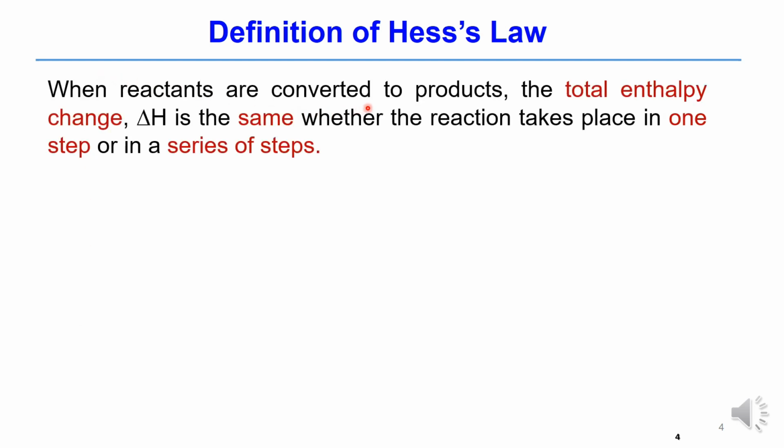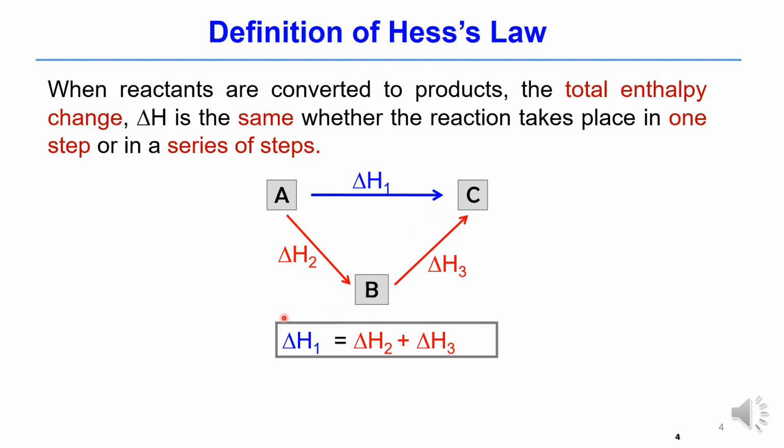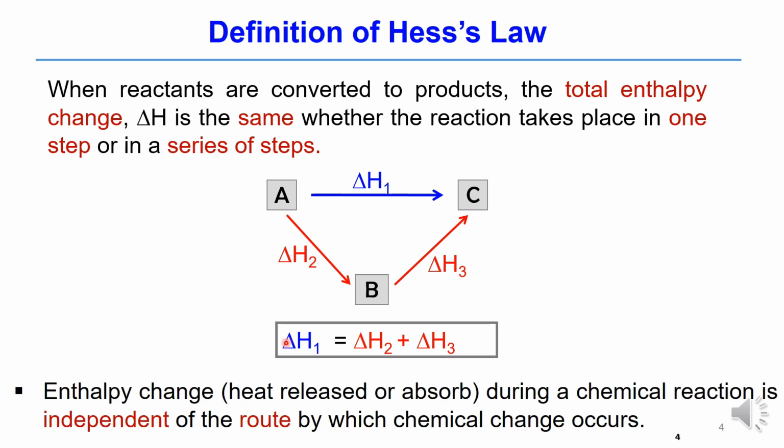Definition of Hess's Law: when reactants are converted to products, the total enthalpy change is the same whether the reaction takes place in one step or in a series of steps. For example, delta H1, which is A to C, is equal to the summation of delta H2 and delta H3, which is from A to B and B to C. So this is the formula to calculate delta H1.